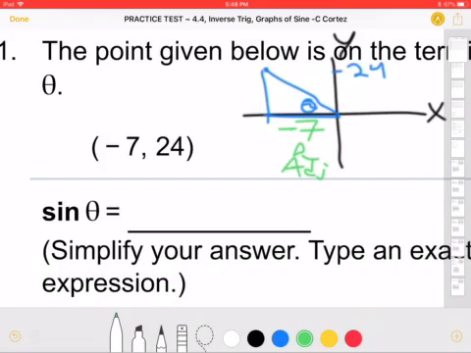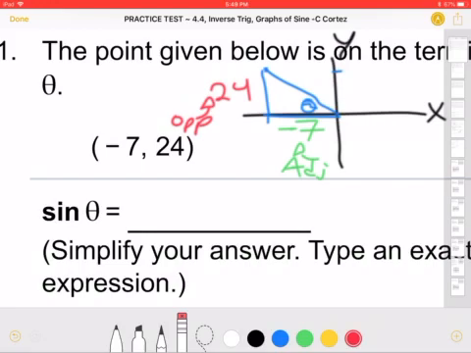Because recall, if we're dealing with trig, we have our opposite, we have our adjacent, and our hypotenuse. And I would refer to this positive 24 as our opposite. So what do you think we're missing in this case? What else do we need if we're going to get all 6 trig functions here? Well, we know we have our 2 bases for the triangle, and we're missing our hypotenuse.